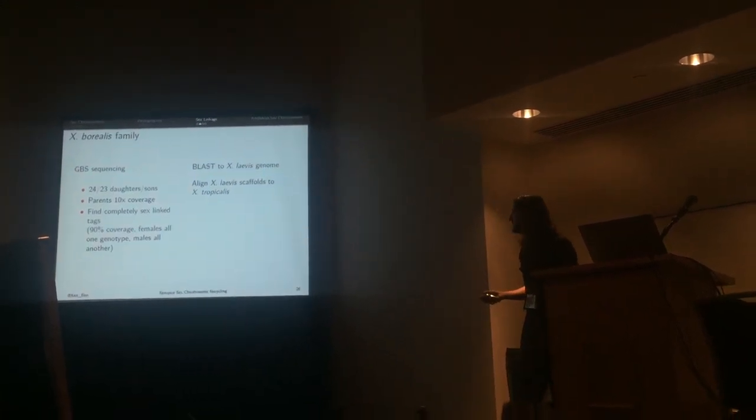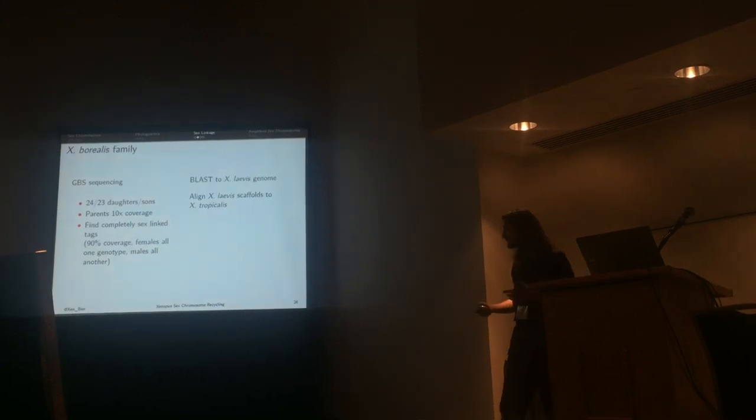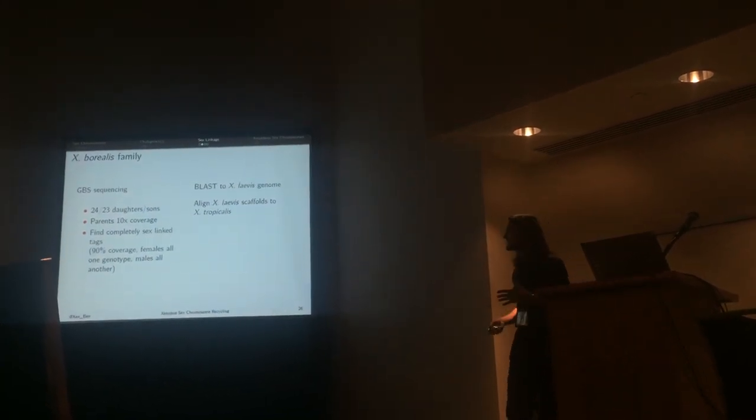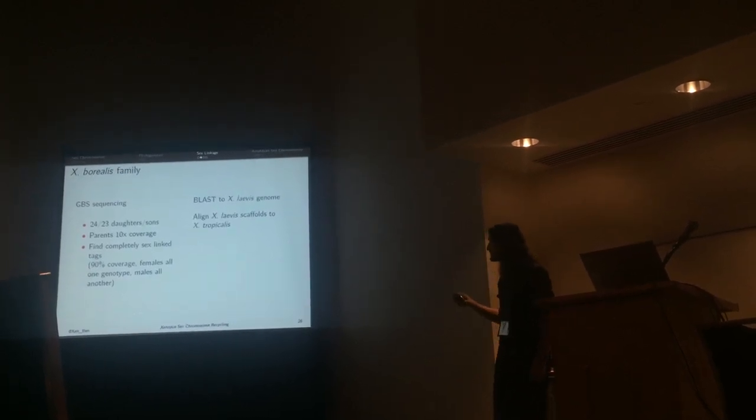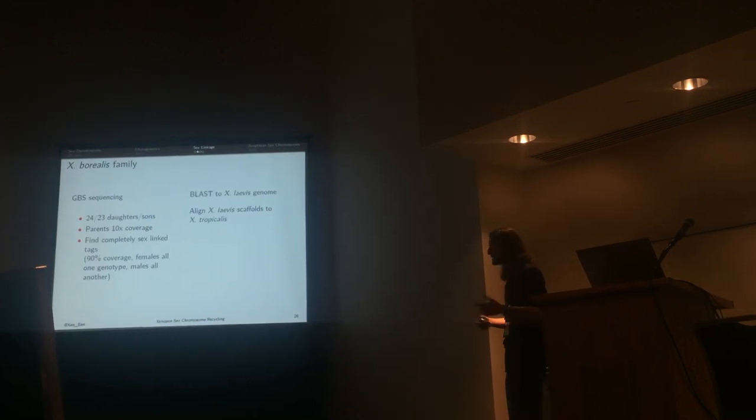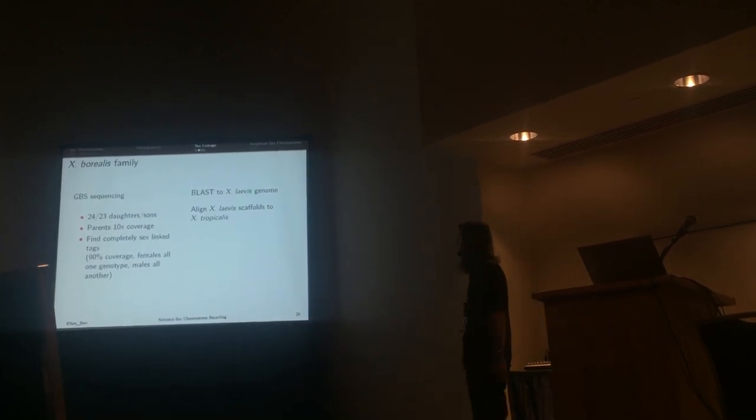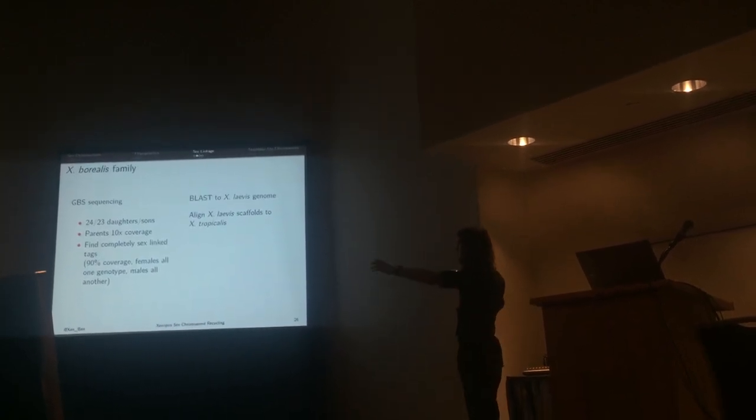These were tags that were covered by 90% of our offspring: females with all one genotype and males with all another genotype. We blasted those into the laevis genome and then aligned those scaffolds to tropicalis. The reason for that was because GBS tags were kind of short, and we wanted to establish homology among these three taxa.